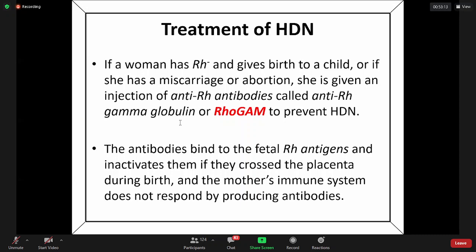So if a woman is rhesus negative and gives birth to a child, or if she has a miscarriage or abortion, she's given an injection called anti-RH antibodies. So they give you anti-D, as it is called, when you get pregnant. The antibodies bind to the fetal rhesus antigens and inactivate them if they cross the placenta during birth, and the mother's immune system does not respond by producing antibodies. I think that should be the end of my presentation. I welcome questions.